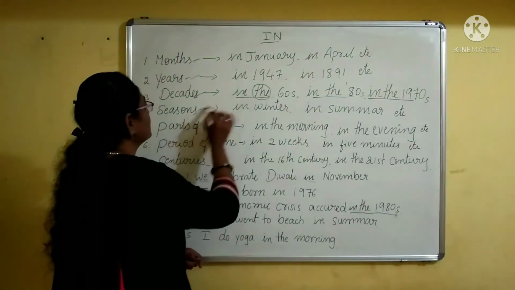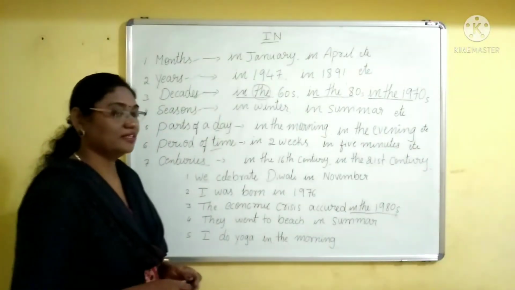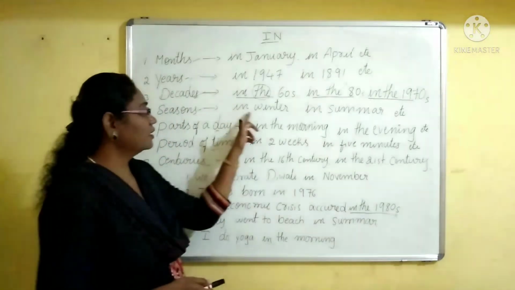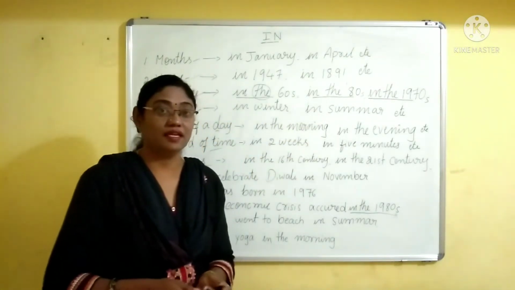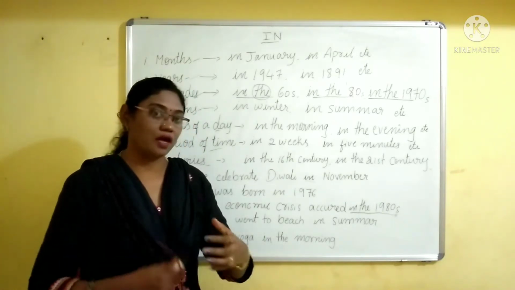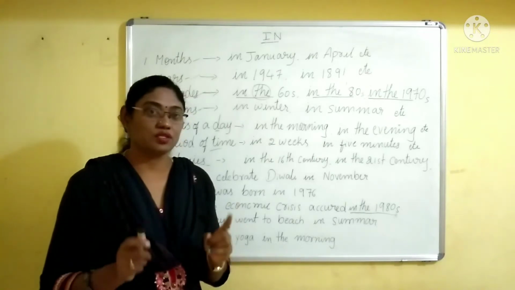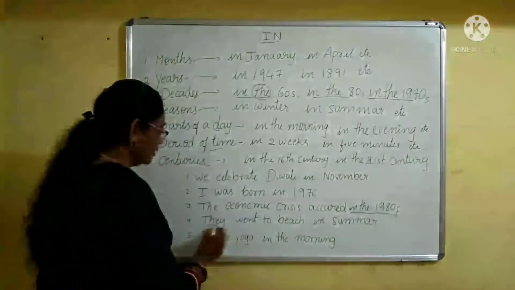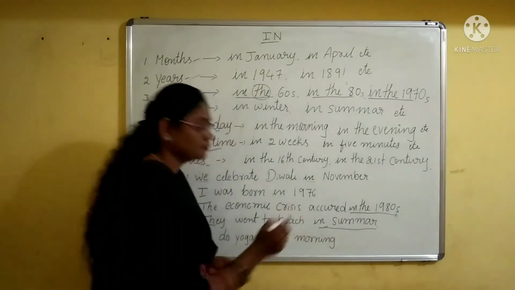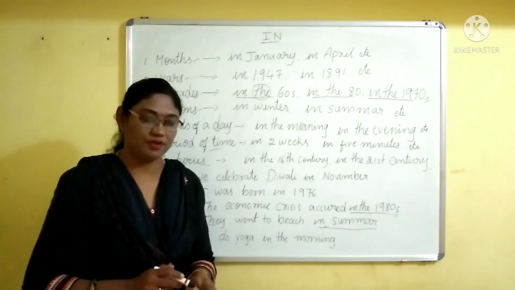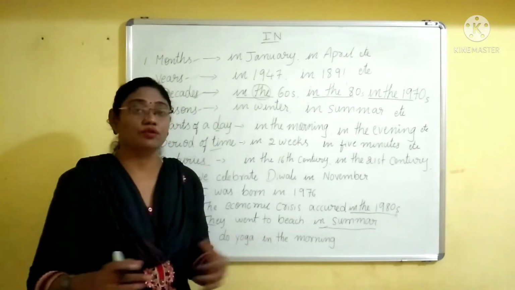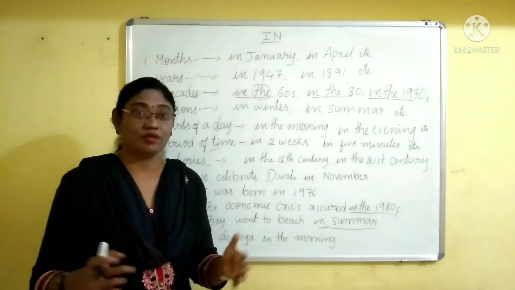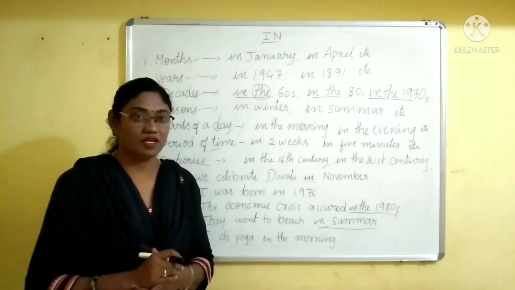Next, seasons. Seasons, yes, summer, winter, autumn, rainy season, and so on. In winter, in summer, in autumn. Okay, see, when we talk about the seasons, we must use the preposition in with them. They went to the beach in summer. Okay, they went to the beach in summer. And we go on a trip in summer. Otherwise we can say in summer holidays. So in this way we can use.